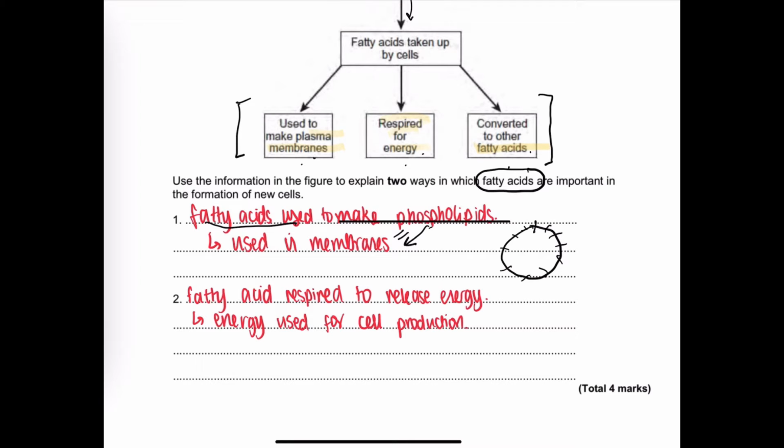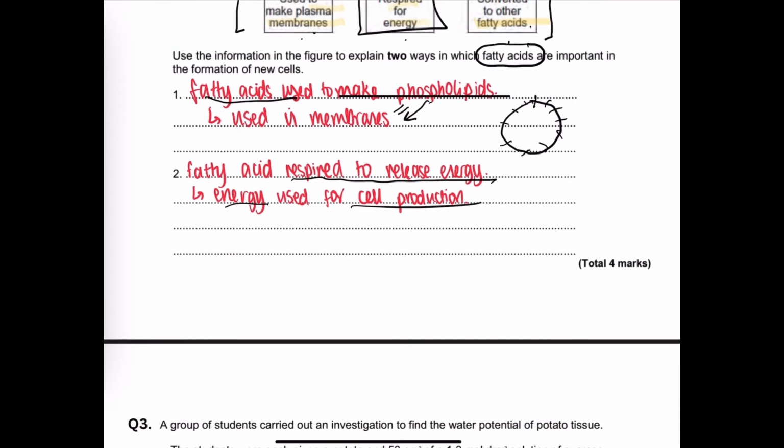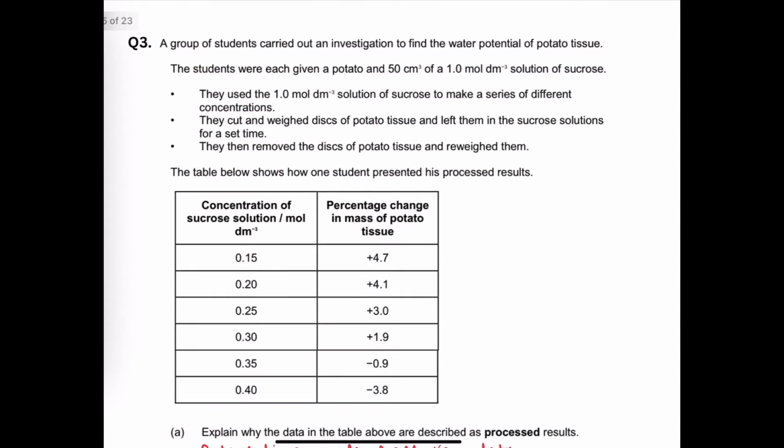So number 2, fatty acids can be respired to release energy, which we can see over here. It tells us, and this energy can be used for cell production. This just means that more triglyceride means more energy is released.